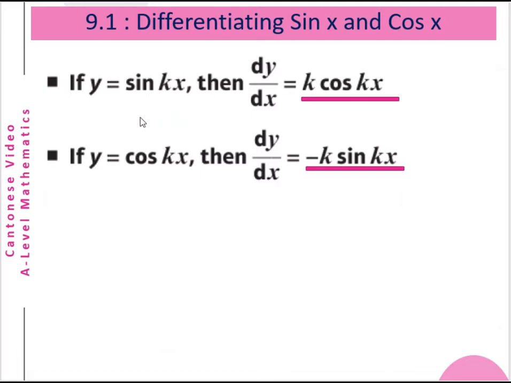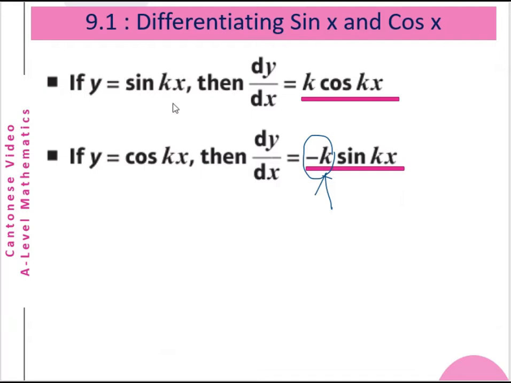We continue here. If you have y equal to sine kx, then dy by dx is equal to k cosine kx. And if y equals cosine kx, then dy by dx is equal to minus k sine kx. Remember this minus.